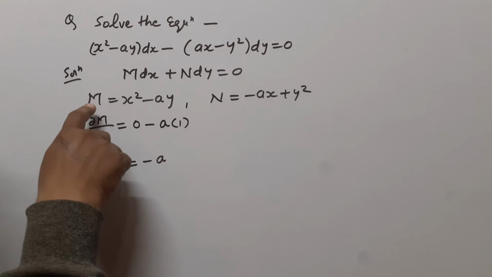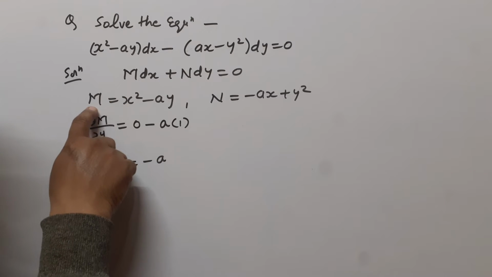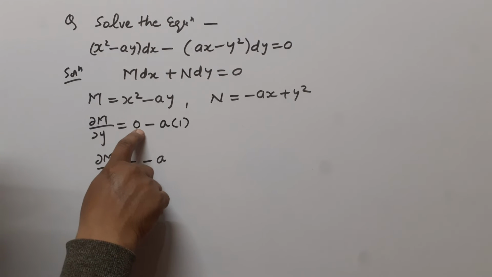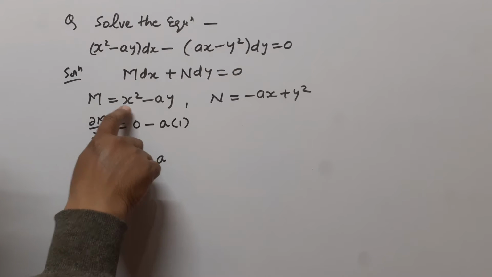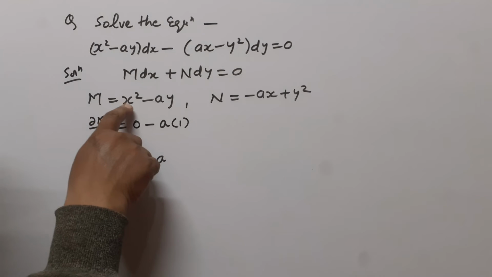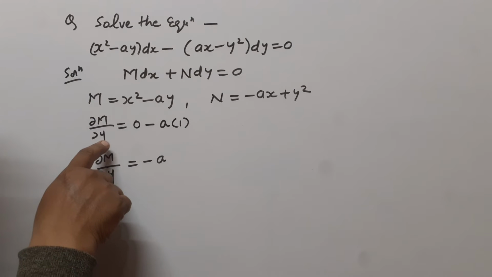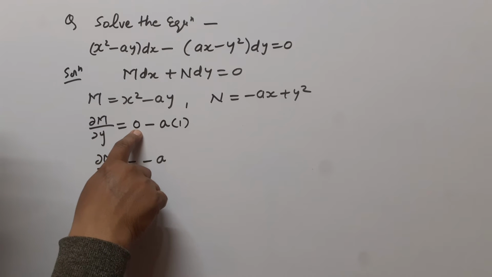Here first we differentiate capital M partially with respect to y. So del M by del y is equal to 0 minus a multiplied by 1, because the differentiation of x square with respect to y is 0, because when we differentiate partially, x is constant with respect to y, so the differentiation of x is 0.